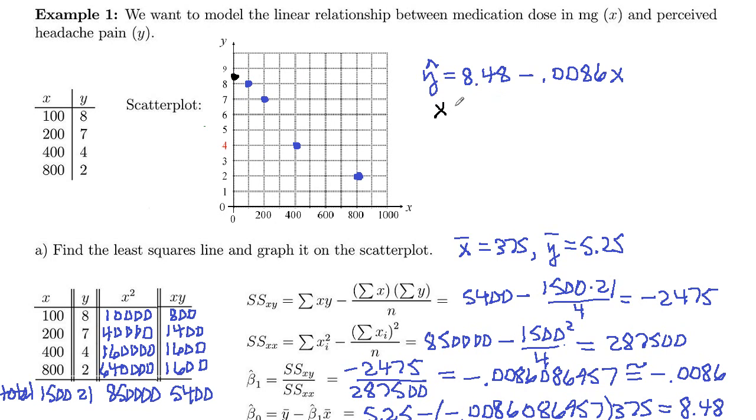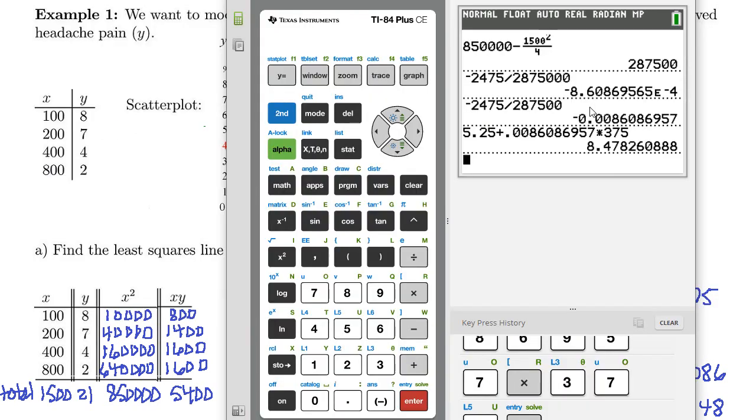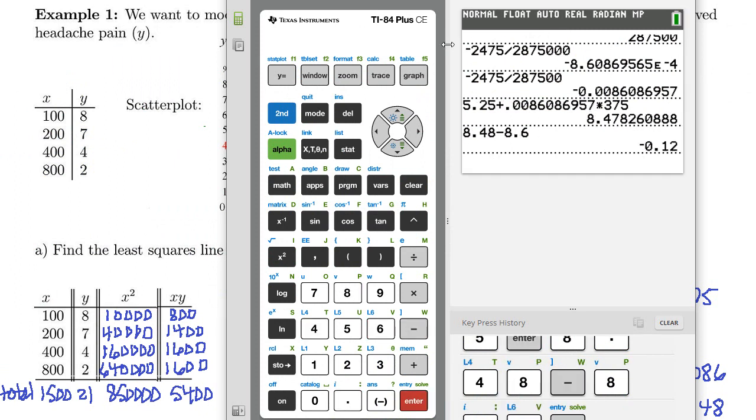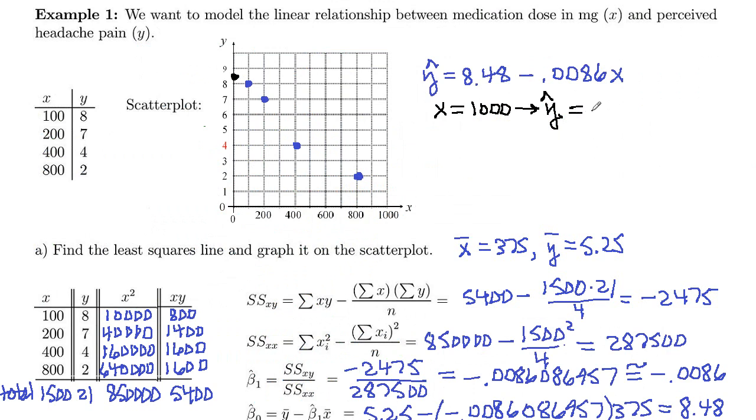Why don't we pick another x value here? Because it's hard to use rise over run with that decimal slope. So say x equals 1,000. It's easy to work with. Will give us a y hat value of 8.48 minus 0.0086 times 1,000. That's just going to move the decimal place 3 to the right to be 8.6. So 8.48 minus 8.6, negative 0.12. So 1,000 to the right, negative 0.12.